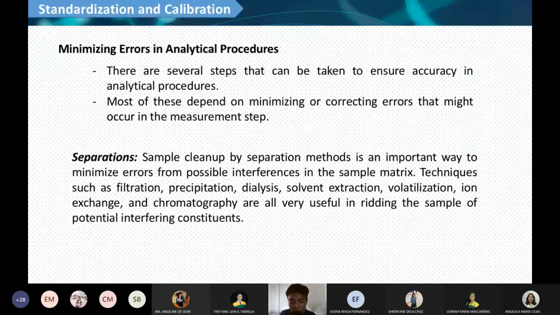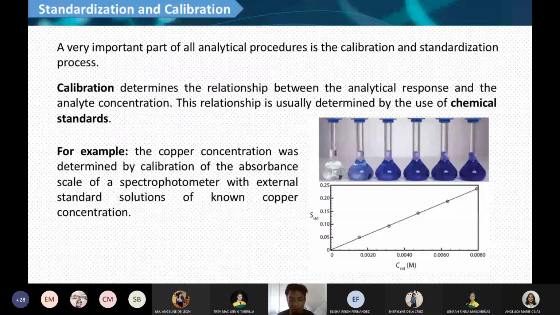So after knowing this, punta na tayo sa paano natin dina-determine yung amount ng analyte natin. Okay, how do we determine the amounts of substances we are looking for in a chemical analysis? So there are lots of methods that can be done to do that. So, yun na yung last part ng discussion natin. So, punta na tayo sa standardization and calibration. These techniques are used when we are going to determine the concentration of our analytes from our sample.